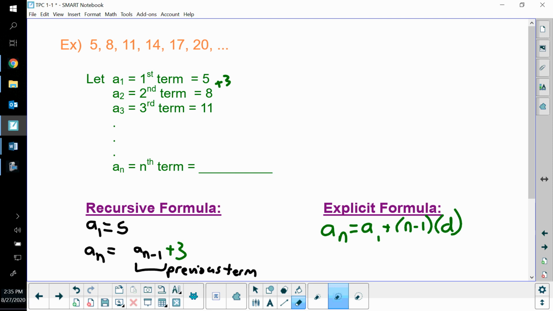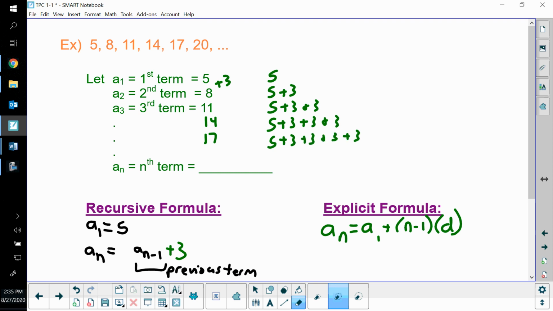Well, this has 5 as the first term. 8 is really 5 plus 3. 11 is really 5 plus 3 plus 3. Let's see if we kept going, like 14 and 17. 14 is 5 plus 3 plus 3 plus another 3. 17 is 5 plus 3 plus 3 plus 3 plus 3. Because each time we're just adding another 3.